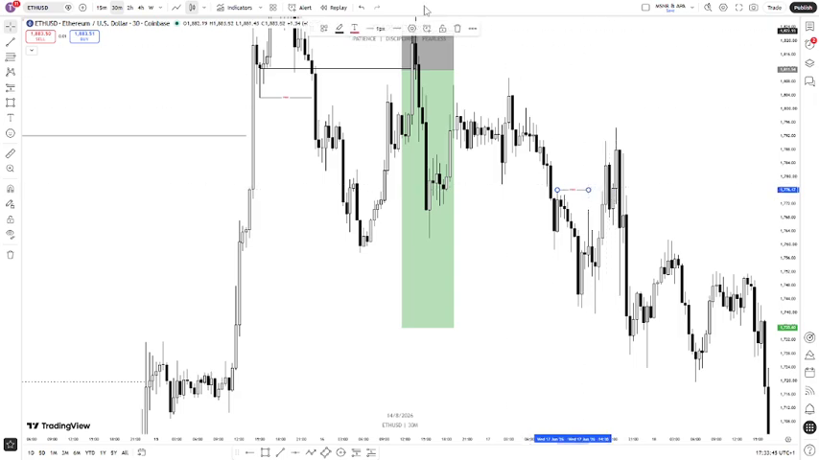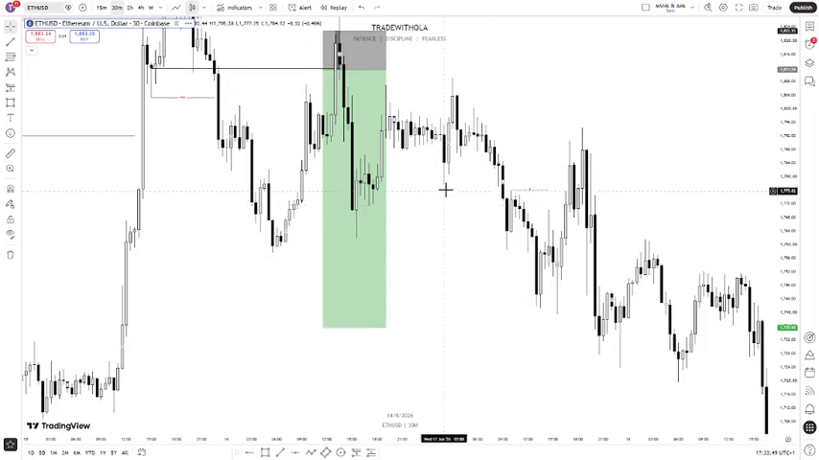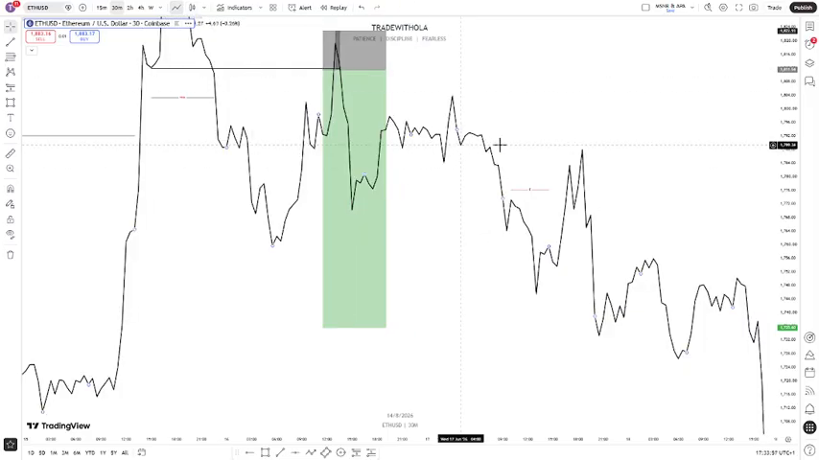Let me indicate that there was an inducement here. Now, this inducement did not mitigate this breaker block, so this breaker block is still valid. But mind you, we have tiny breaks of structure inside here. You can see them on your line chart. There was a break of structure before this one.